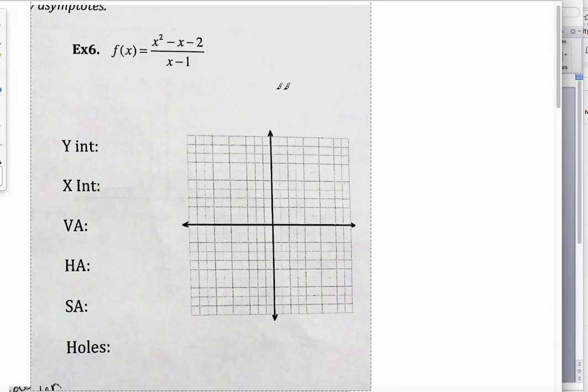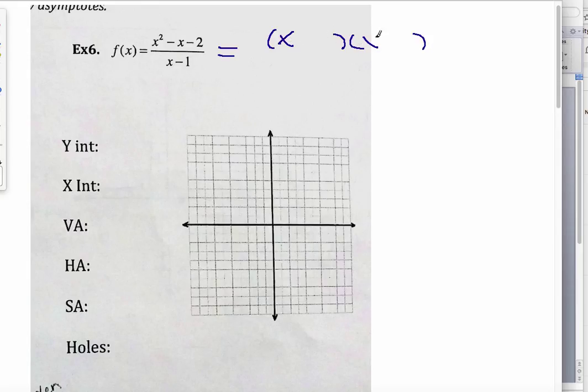All right, let's go ahead and do it. Example 6. Let's go ahead and factor. We have the numerator factoring into x minus 2 times x plus 1, and then over x minus 1. Okay, just double checking. Let's do the hole first. There's nothing to cancel out. No common factors in the numerator and denominator to cancel, so no hole.